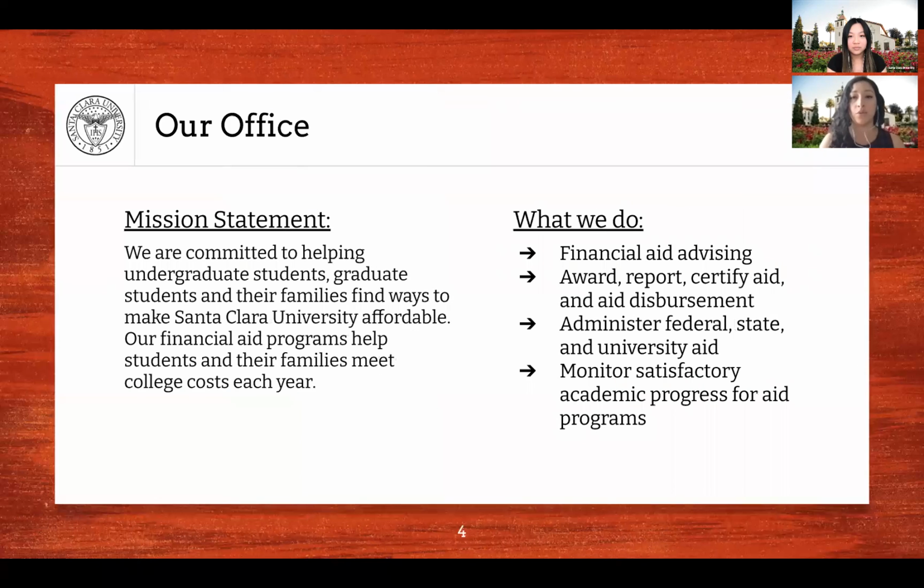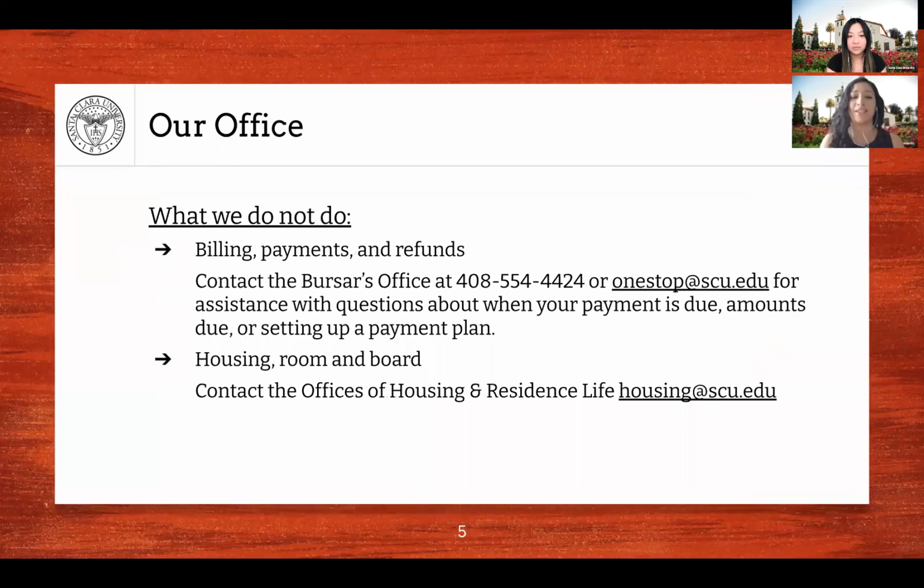What we do is financial aid advising. We award, report, and certify aid. We also administer the federal and state aid, and we monitor satisfactory academic progress for your students. The things that we don't do are billing or payment. That would be through our bursar's office.